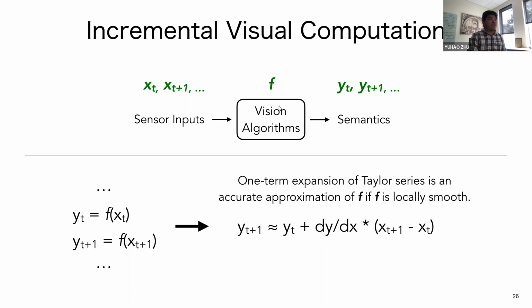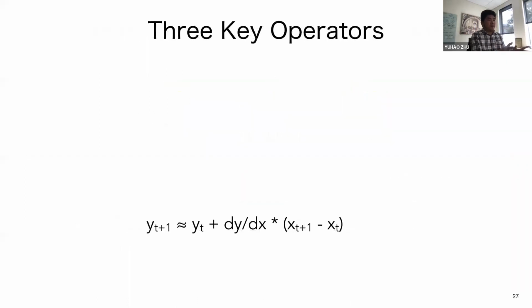And this vision algorithm f is typically locally smooth, in the sense that if the input x is off by just 1 pixel, the output shouldn't dramatically change, right? So most of the vision algorithms we care about have this locally smooth property, and that allows us to use this expansion as an approximation. Now, if you look at this new way of calculating the output, you can think of it as composed of 3 operators.